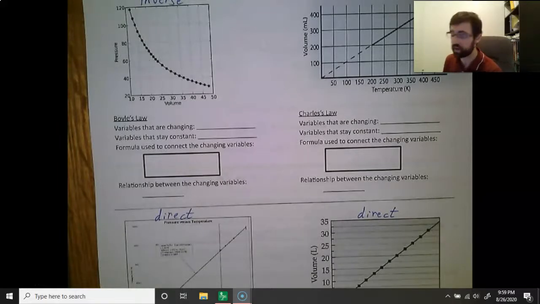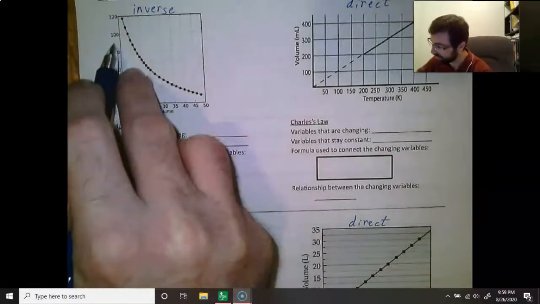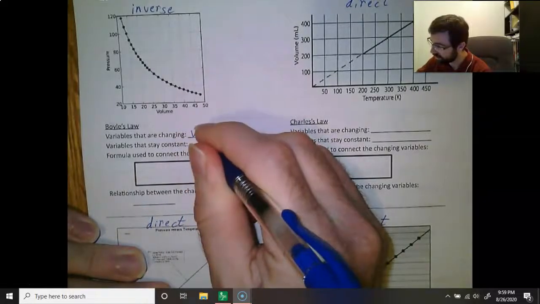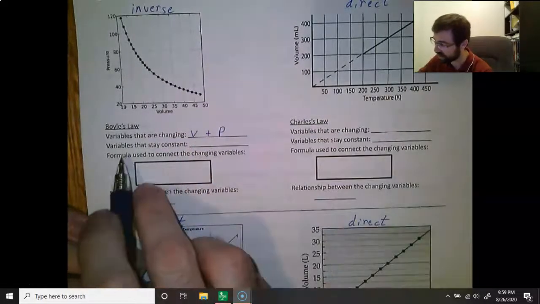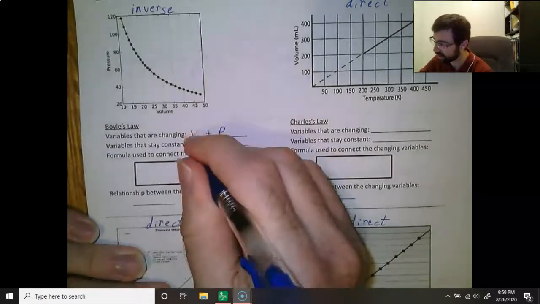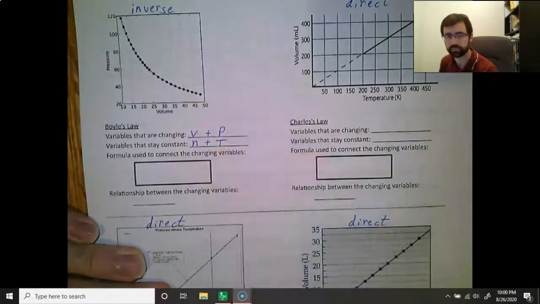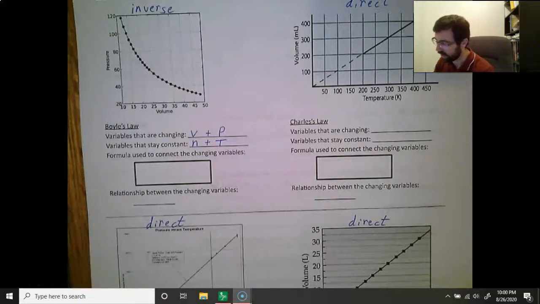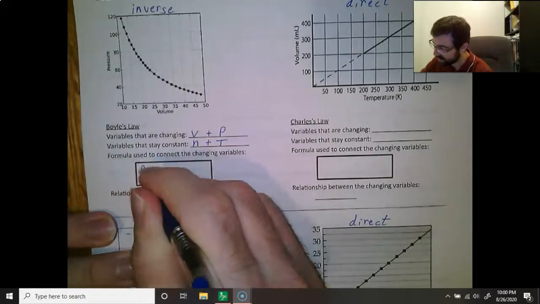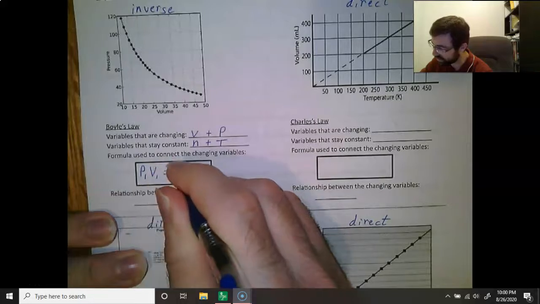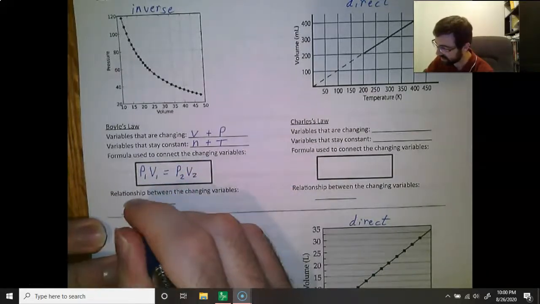In Boyle's law, the variables that are changing are volume and pressure. So volume and pressure, and the variables that stay constant are the number of moles and the temperature. Our formula is P1 V1 equals P2 V2, and it's our only relationship that is inverse.